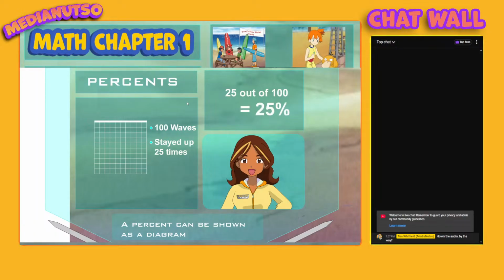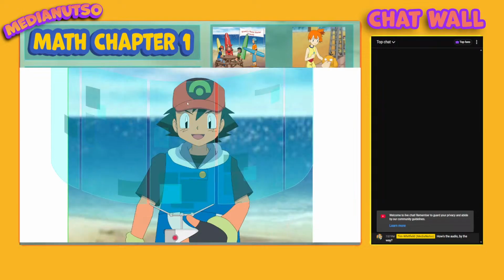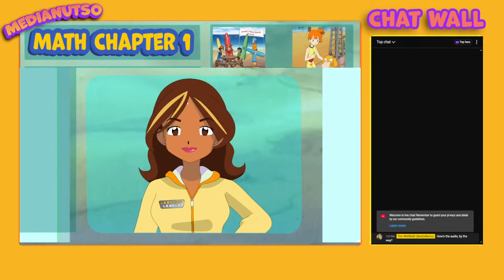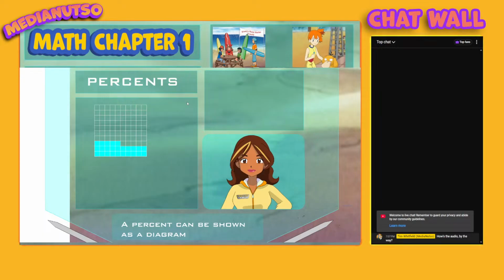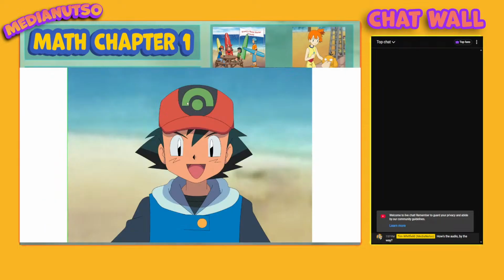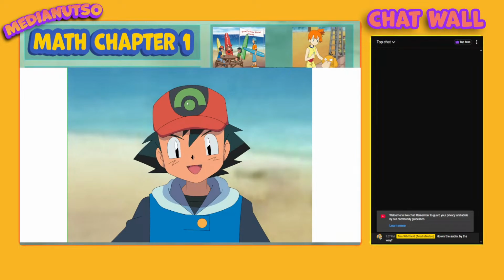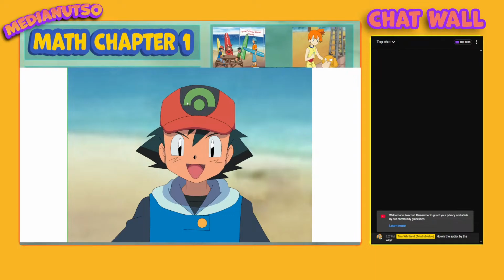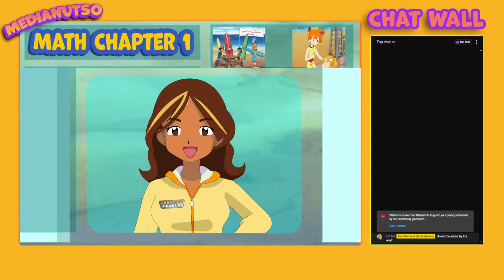We can show this by coloring 25 boxes in this grid. 25%! I did that on the first day of surfing. Okay, so with practice you'd get better, right? Imagine that on another day, you stayed up on 70 out of 100 wave rides. 70 out of 100? That would be 70%, right? That's much better. Exactly. And we're just denting the surface of percents.